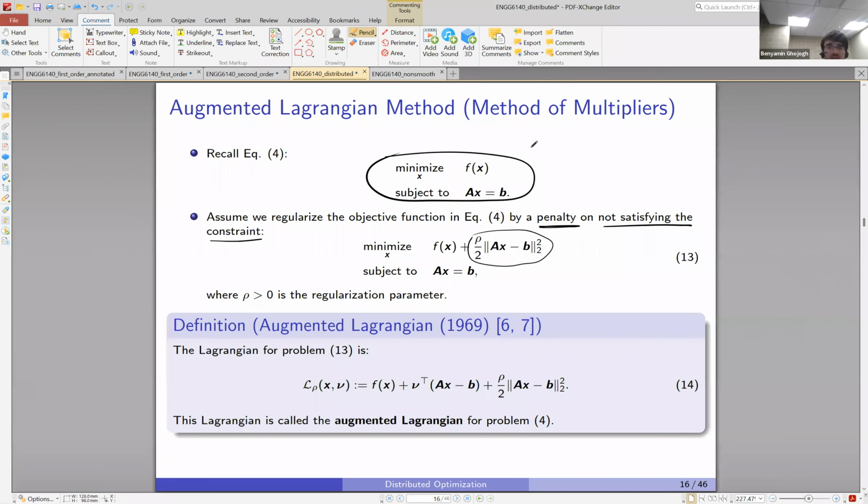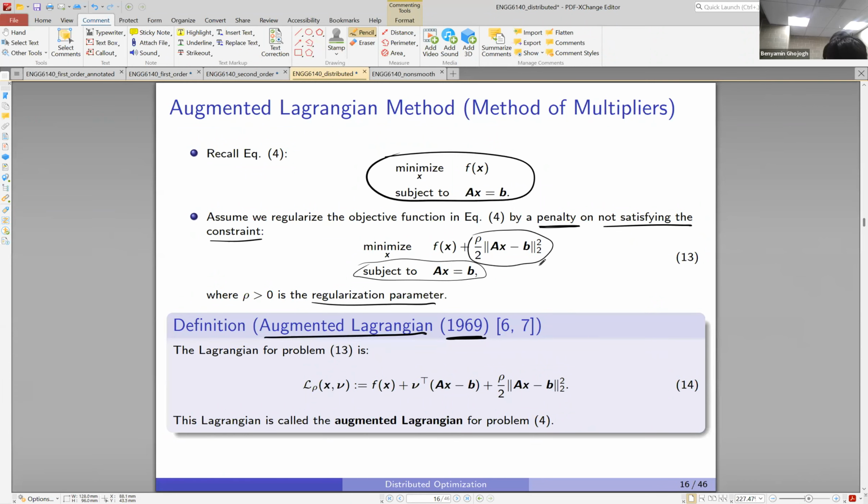We talked about penalties in the previous session. So this is a soft penalty as a regularization term, and rho over 2 is just a regularization parameter. Although I don't remove the constraint. So this constraint is a hard penalty, but I add the soft penalty as well. Rho is a regularization parameter. The augmented Lagrangian, proposed in 1969, is defined as this.